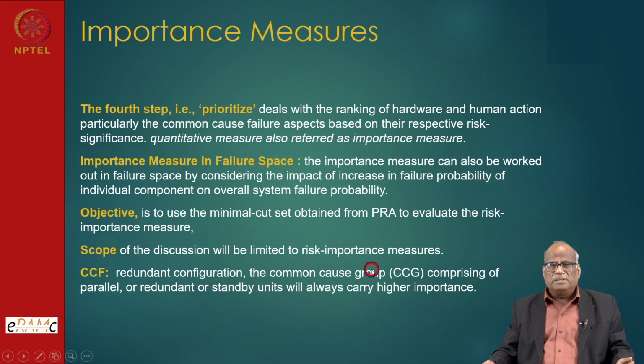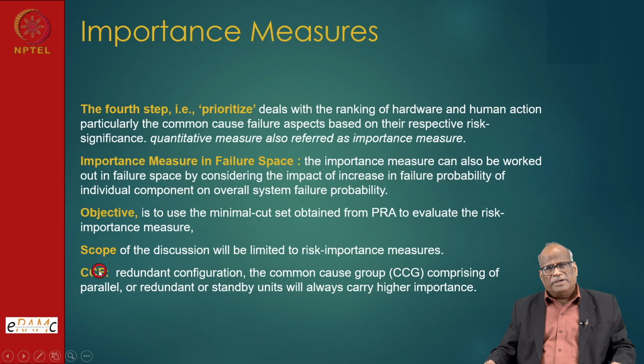Scope: the discussion will be limited to risk importance measure only, and common cause failure. This is a very important observation. The cut sets are made out of 2 or 3 component failures. One of the components could be a human failure also. But what about common cause failures, a single common cause failure, and what is the characteristic of a common cause failure?